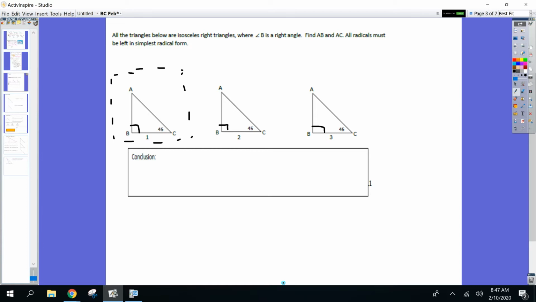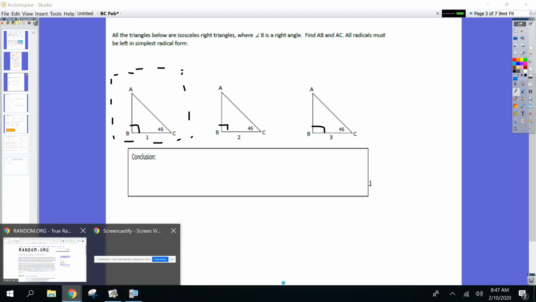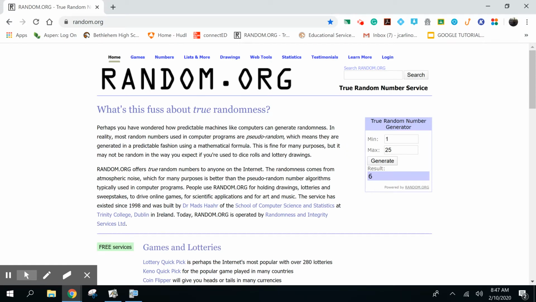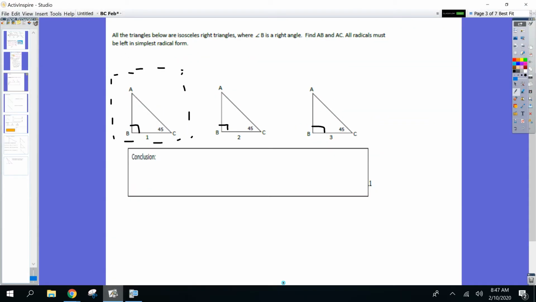Okay, we ready? If your number comes up, anybody in your group can talk today. First thing I want to know, what is angle A? First, right off the bat, what is angle A here? 6, what is angle A? 45. Hopefully we're good to go there.